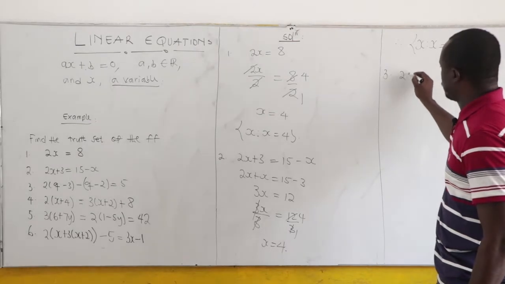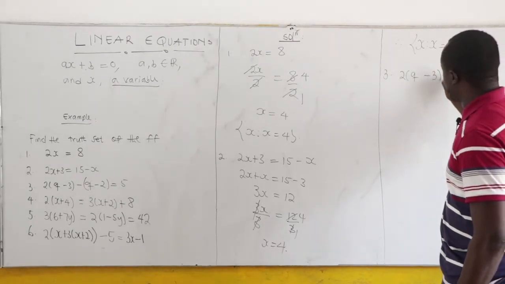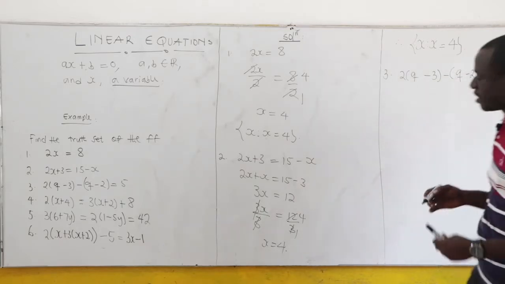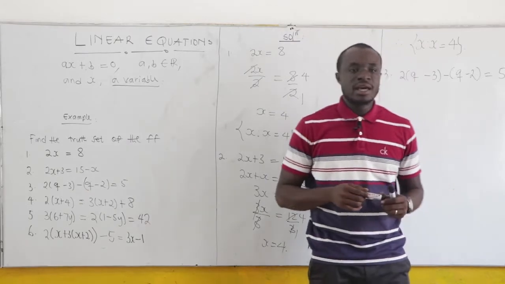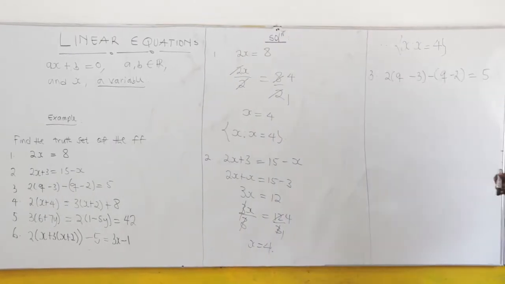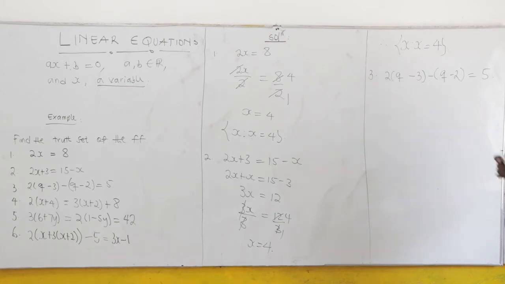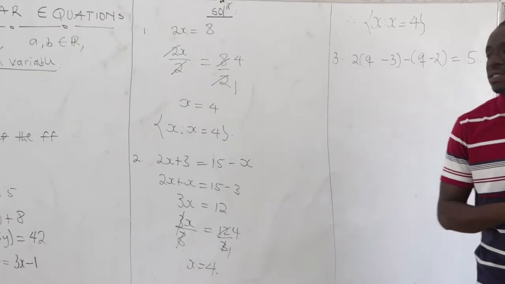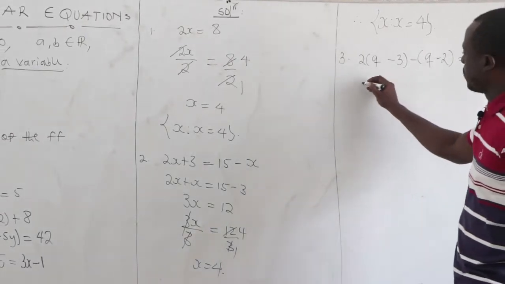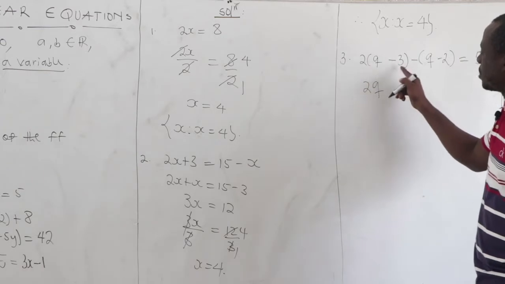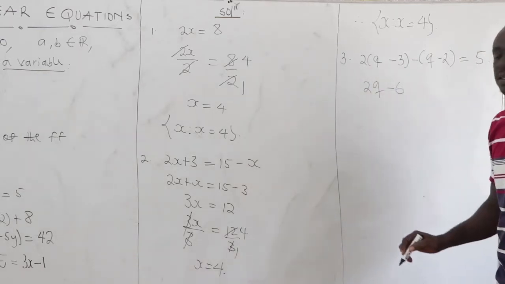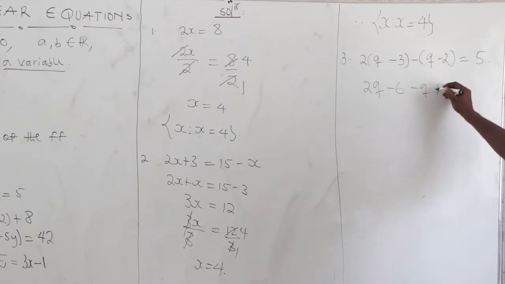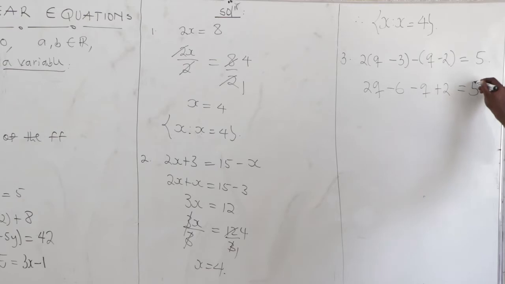We have 2q minus 3 minus, we have q minus 2 equal to 5. We want to find q. Now what are we supposed to do? Now first we have to expand. And which principle are we going to use? We use the distributive property over here. Now 2 times q, this is giving us 2q. 2 times negative 3, that is negative 6. We have negative 1 times q, that is negative q. Negative times negative, this is positive 2, equal to 5.